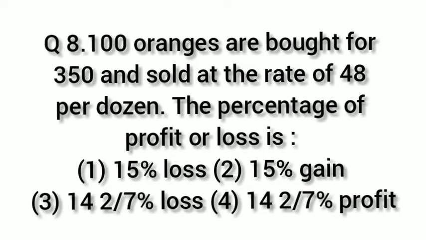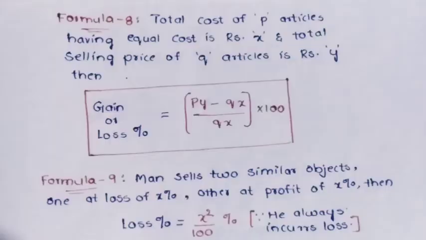So here we have a simple formula. Whenever you find these types of questions, you can use a simple formula. We have the total cost of P articles having equal cost as rupees X, and the total selling price of Q articles is Y. Then we find the gain or loss percentage as (PY minus QX) divided by QX into 100.